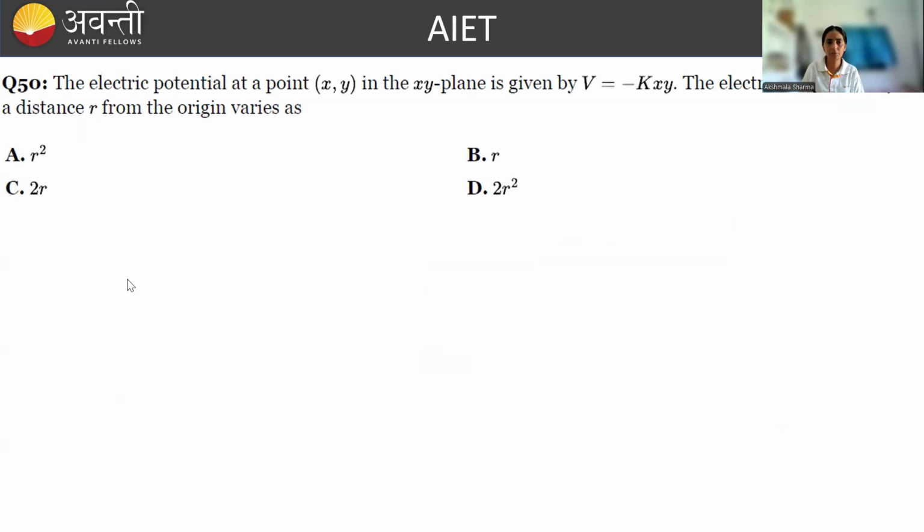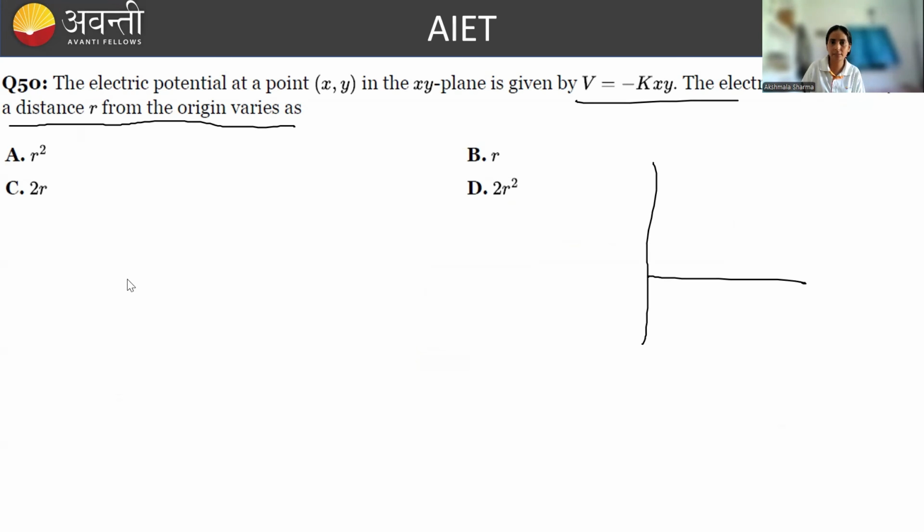Now this is the last question we need to deal with. The electric potential at a point is given. Electric field intensity at a distance r from the origin varies as. So there is an electric field in a certain region, and in terms of x and y it is given. So at this point, suppose you are going to calculate the electric field. Its position vector, let's say x and y. So it is at a distance what? It is at a distance r. So r here can be written as what? Root under x square plus y square.